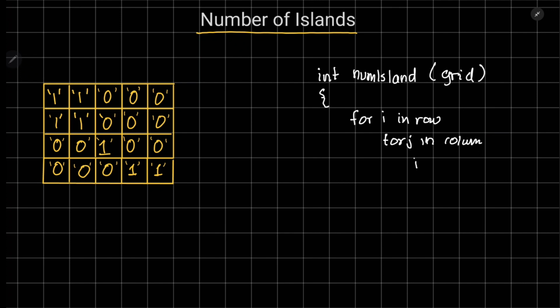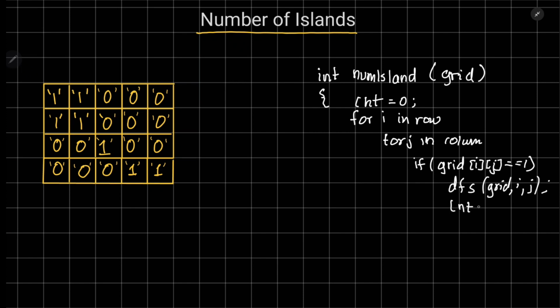we will check if grid of i j is equal to 1, we'll call DFS function over grid i and j. Here we also have to increment the counter, so we will have to make a counter variable. So cnt is equal to 0. Here we will do cnt plus plus. So now this function is over. We will move on to the DFS function.